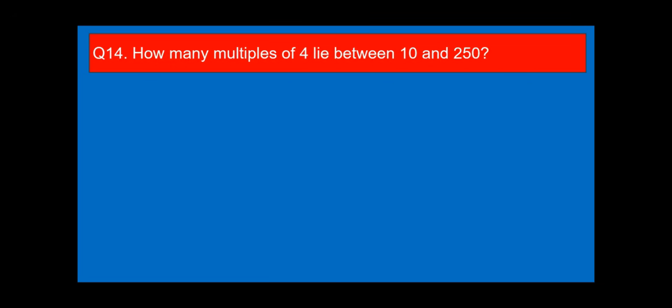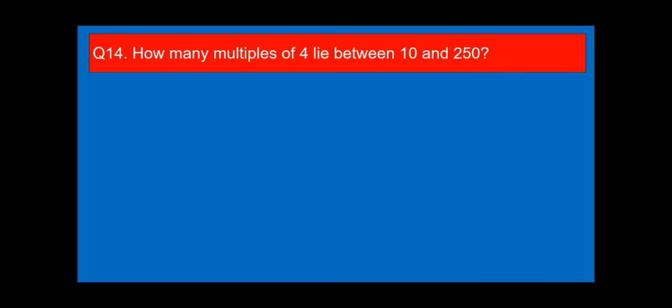This is question number 14 in exercise 5.2. Look at this question. How many multiples of 4 lie between 10 and 250? I shall repeat. How many multiples of 4 lie between 10 and 250? Here if you observe this, do you know what is meant by a multiple of 4?